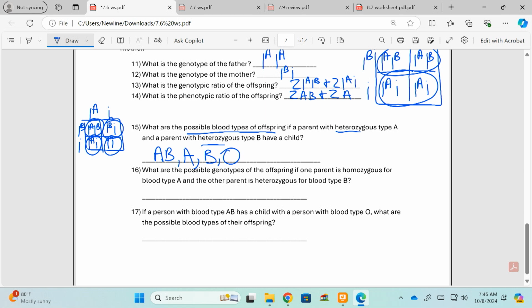Here's 16. What are the possible genotypes of the offspring if one parent is homozygous for type A and the other parent is heterozygous for type B blood? All right, so let's see what that would look like. Homozygous type A is like this, and the other one is heterozygous type B, so like this. We'll fill in our chart.